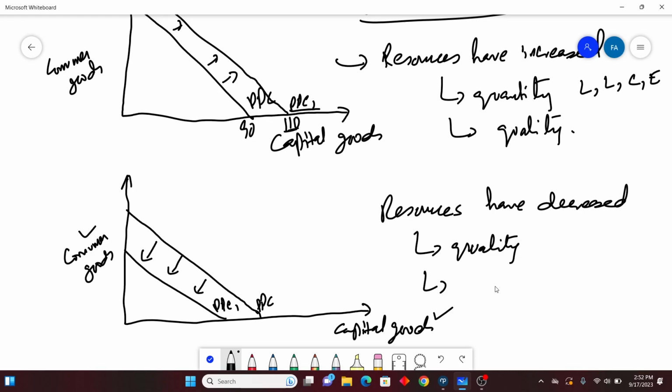Maybe the land is not producing something good. What is land? All the natural resources. So if the natural resources, the agriculture, produce low, again it has decreased. Earlier, it was able to produce 100 units of capital, 100 units of consumer. Now they are able to produce 80 of capital and 70 of consumer.